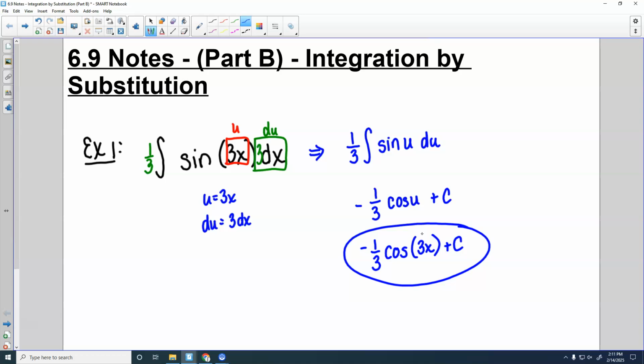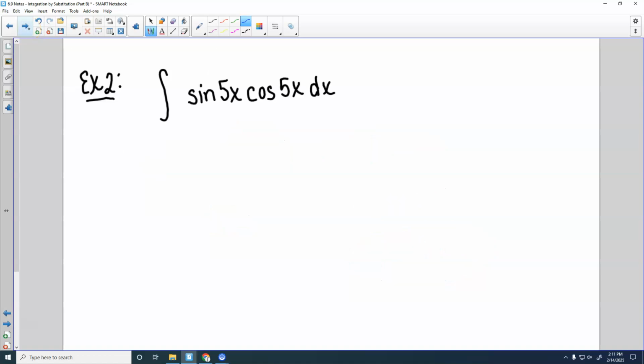Okay, questions on that one? Those are pretty straightforward on what we need to do. Let's look at this one. This one, I think, is a little bit tougher. We got sine of 5x, cosine of 5x dx.